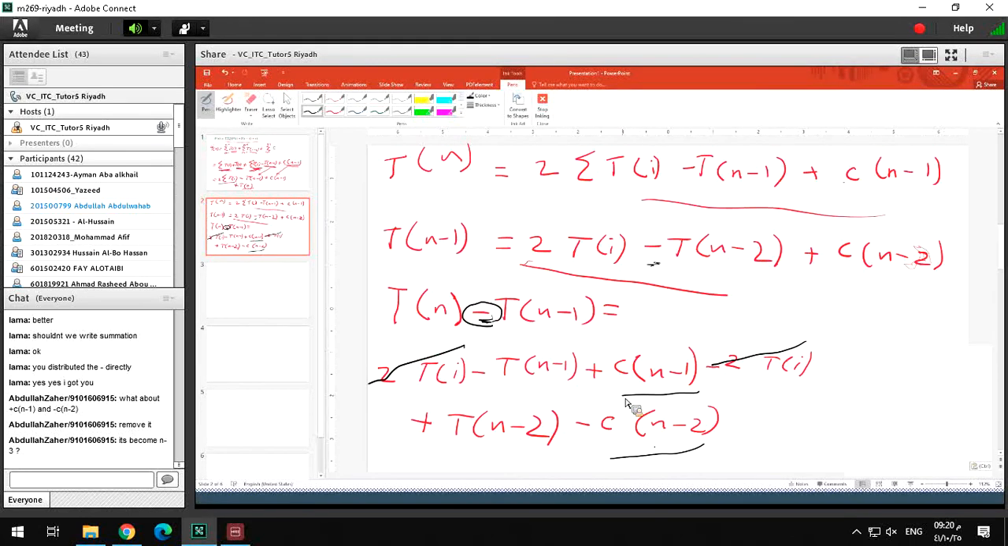Wait, we are going to clarify this as well, Abdullah. Now we reach this point. We are taking these two elements, minus 2Ti and minus 2Ti, and we are left with Tn minus 1 plus Cn minus 1 plus Tn minus 2 minus Cn minus 2. Now what to do is find Tn. Let me open another page.